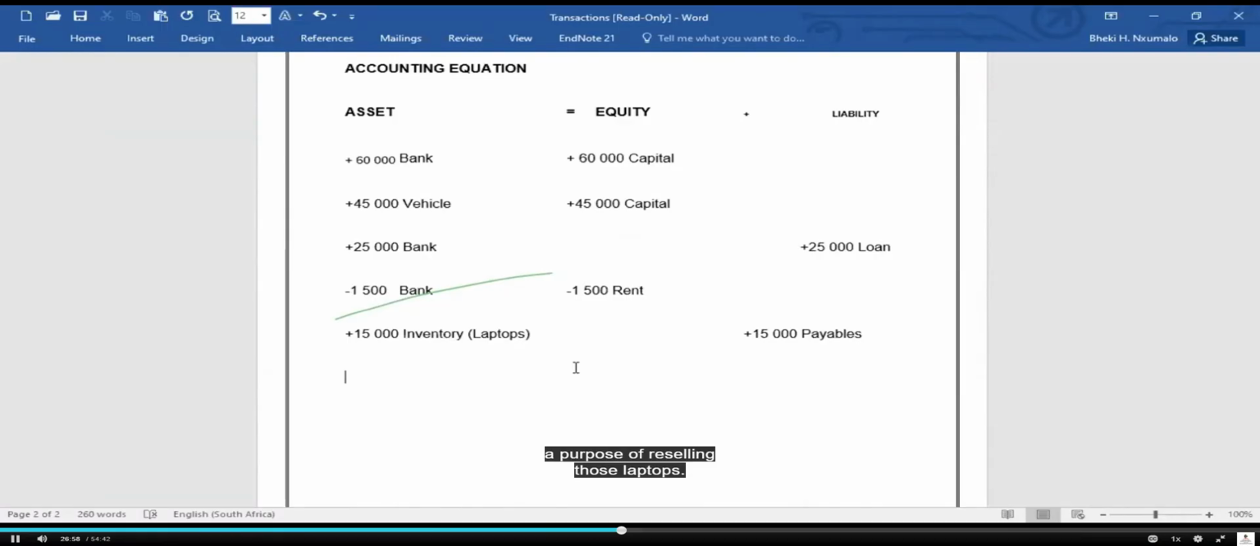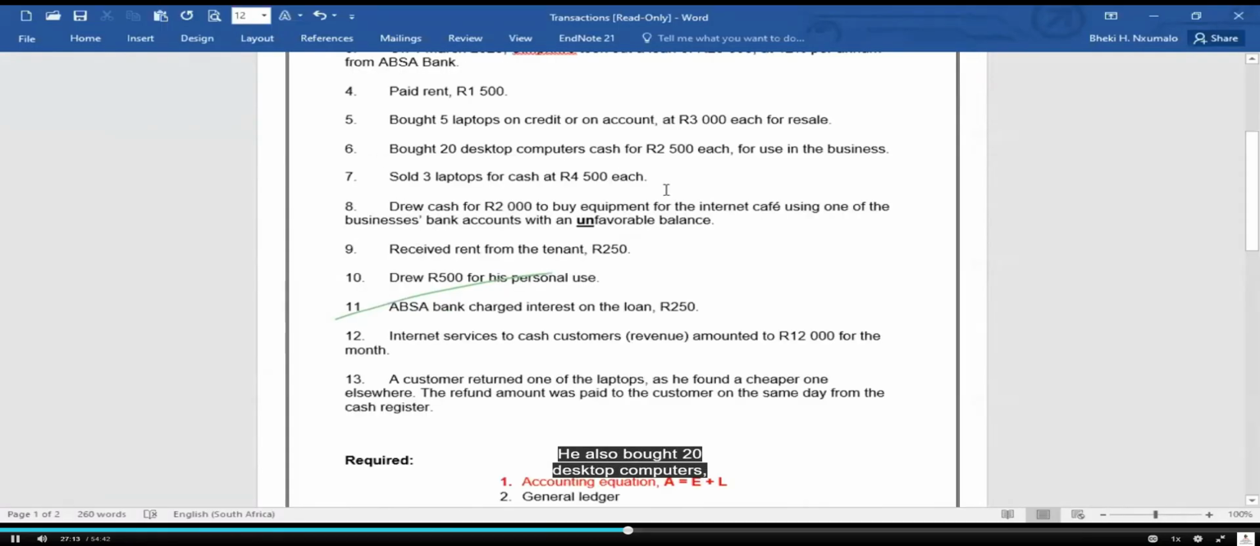All right, let me move to the next transaction number 6. He also bought 20 desktop computers, cash, for 2,500 each. Okay, so I'll take my 2,500 each. 2,500 by 20, it gives me 50,000. He bought desktop computers, cash, for 2,500. Use cash. In other words, it was not on account. So he bought plus 50,000.